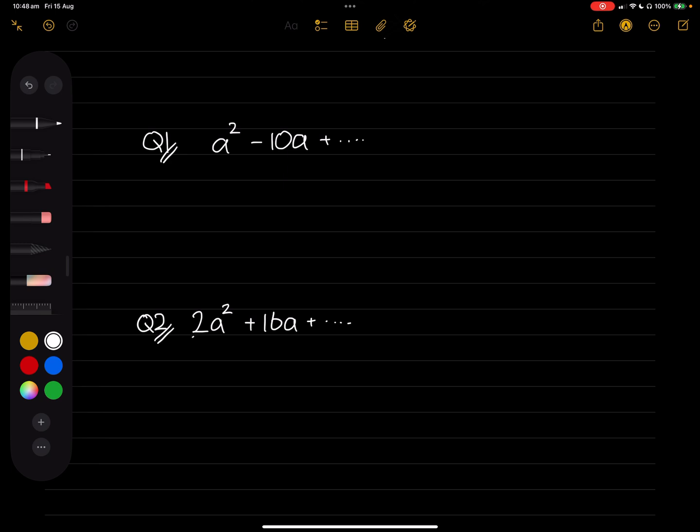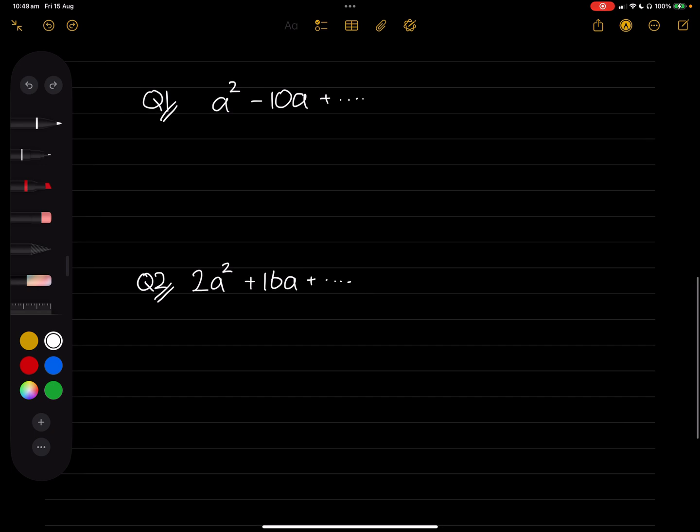If you have a non-monic for these questions, usually you're going to start by factoring that. So that's just a little detail about question 2. So I'd like you to pause the video now, have a go. Okay, so now that you've done this, let's complete the square on these two examples.